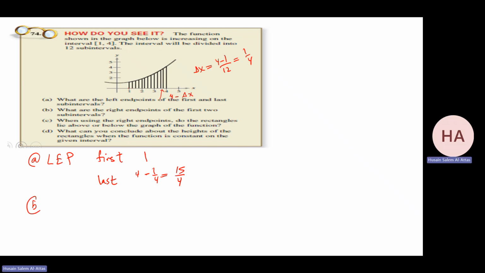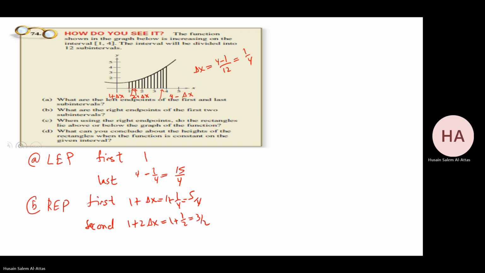Okay, part B. What are the right endpoints of the first two subintervals? The first will be 1 plus delta x, which is 1 plus 1 over 4, which is 5 over 4. The second will be 1 plus 2 delta x, which is 1 plus half, which is 3 over 2.